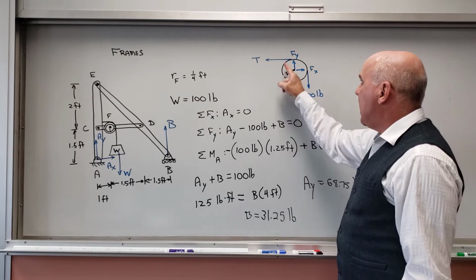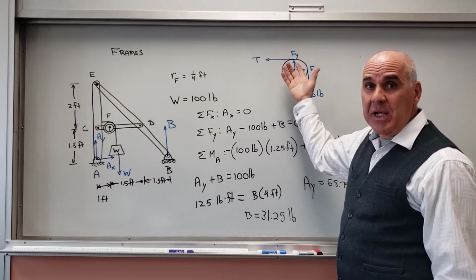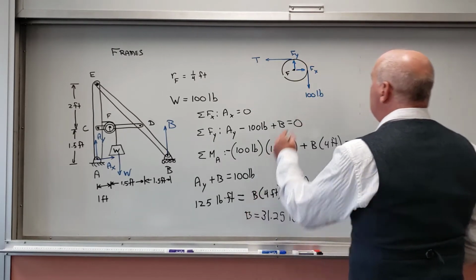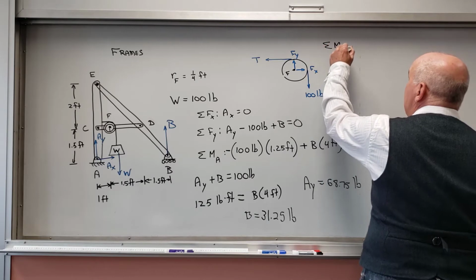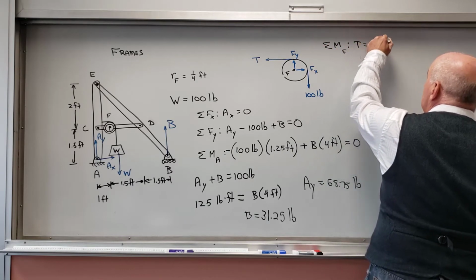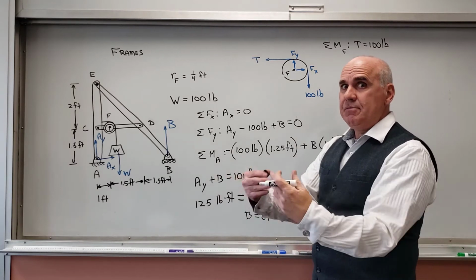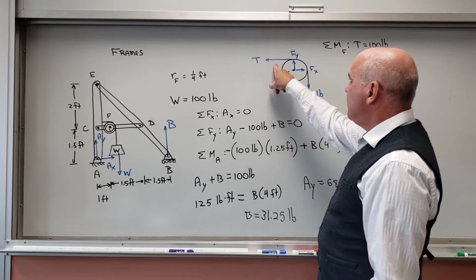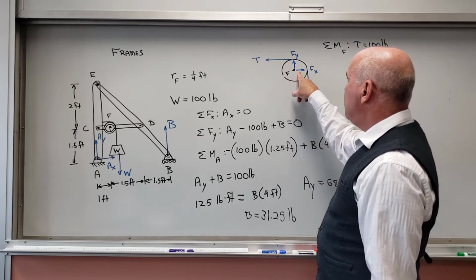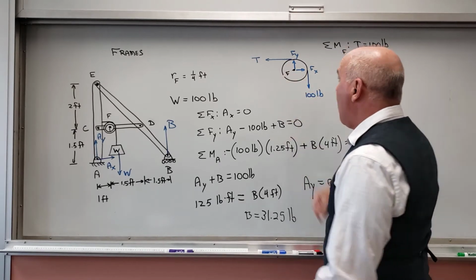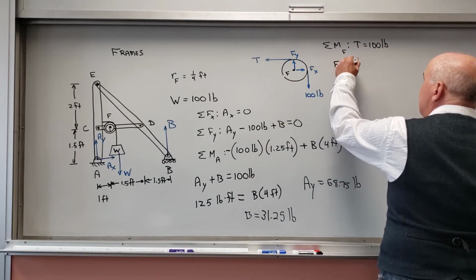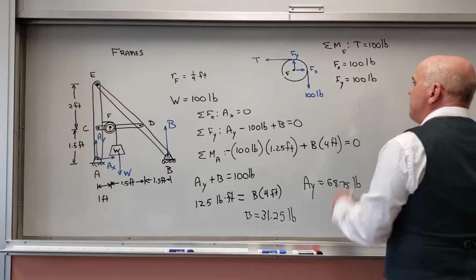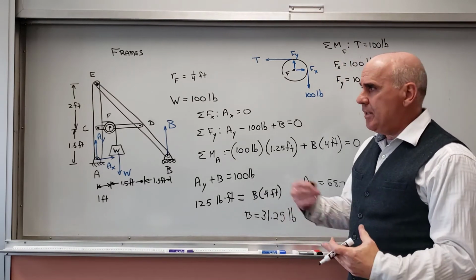That's negative. I get T times a quarter foot, same distance from F. That's positive, so T must be 100 pounds. So when I solve that system, the sum of the moments acting around F, I'm going to get T equal to 100 pounds. I've maybe done that fast mathematically, but hopefully you can do that. And then Fx, this is in the x direction, so Fx is 100 pounds in the x, Fy is 100 pounds in the y. All right, so Fx equals 100 pounds, Fy equals 100 pounds.